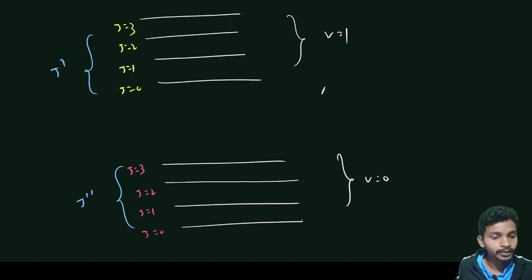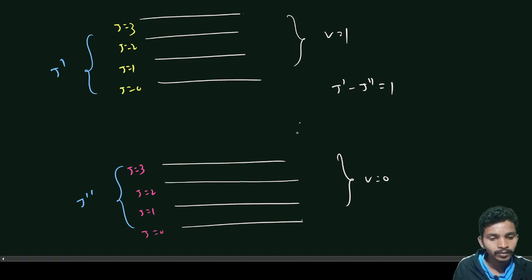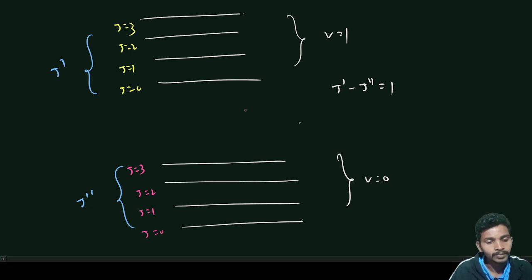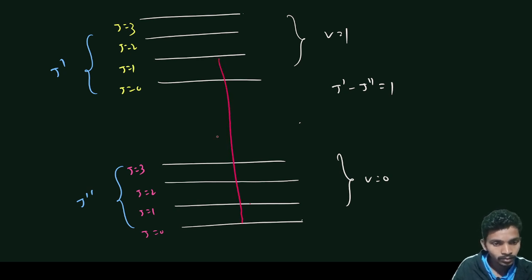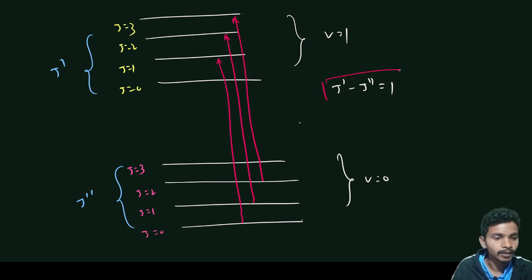So what it says here is that one transition is delta j, meaning z dash minus z double dash is equal to 1. Therefore that type of transitions are all transitions. If I draw by this picture, this one value is higher and this value is lower. So this type of transitions, these all are this type of transitions.